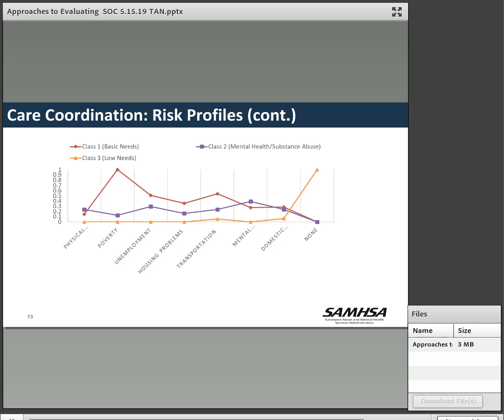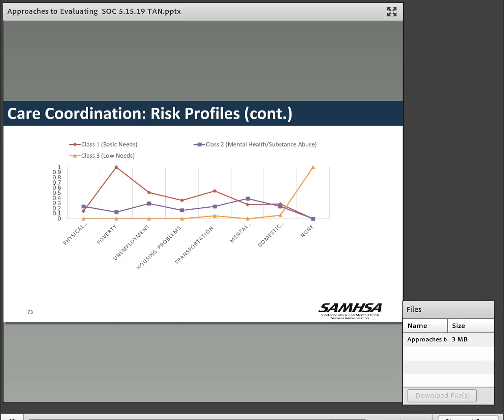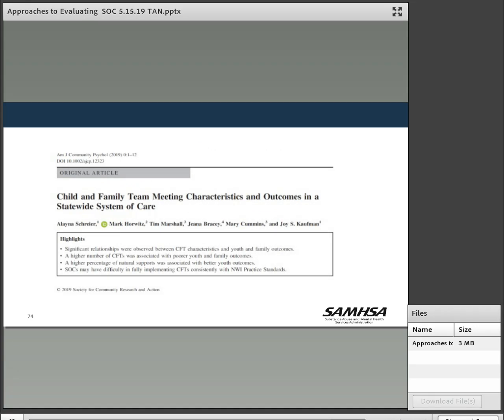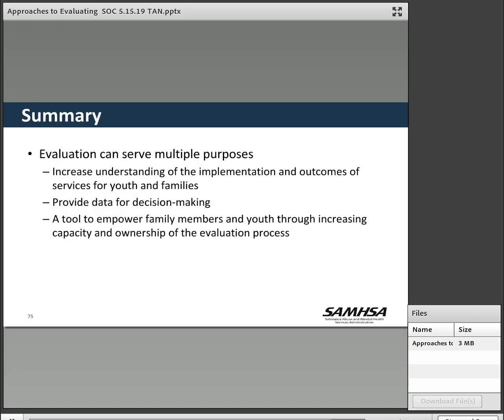This slide shows how the risk factors loaded onto the classes. The red line is a basic needs class, and here you see the highest endorsements for issues like poverty, housing, and transportation. Mental health and substance use in purple loaded the highest in that area, while also having low levels of some basic needs. And finally, the low needs class identified very few, if any, needs. We are finalizing the classes for both the caregivers presented here and also for our latent class analysis for youth this summer, and then hope to examine the classes in relation to the child and family team characteristics and eventually to the outcome measures.